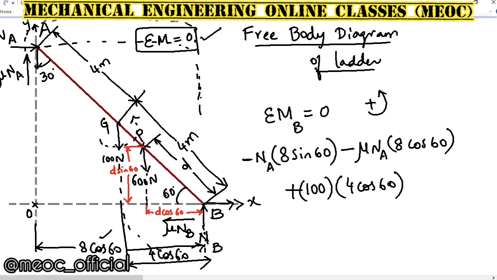Now at distance D from P there is a 600 Newton force, the weight of the person. This weight of the person is also making an anti-clockwise moment, so that is also positive. The moment is the product of the force, which is 600, multiplied by the perpendicular distance. The perpendicular distance of the 600 Newton force from point B is this D cos 60.